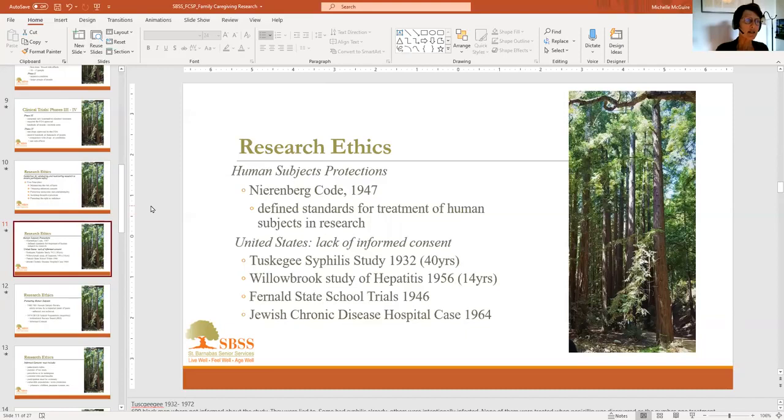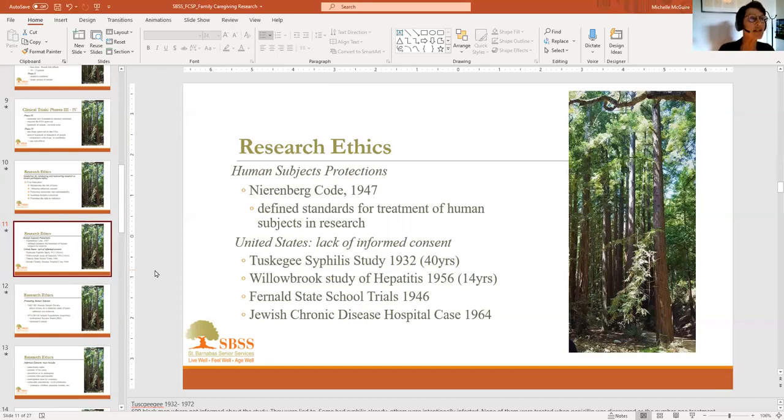So in the United States, we really were suffering from a lack of informed consent, meaning that people didn't necessarily know that they were being studied or in a research study, or that something was being done to them. And yeah, there's a lot of examples. I just hit a few here, the most famous ones.